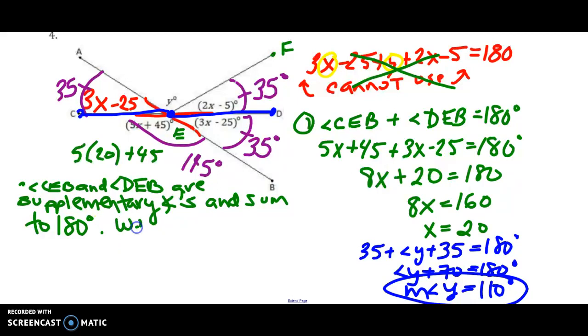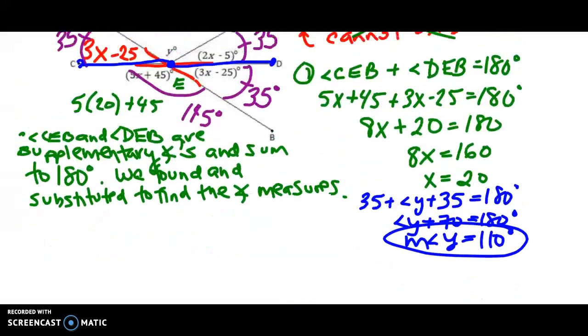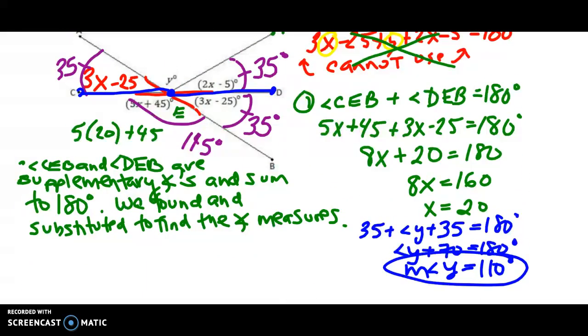We found x and substituted in to find the angle measures. Okay, notice I didn't explain I added these together and subtracted and combined like terms. That's not necessary. That is not geometry vocabulary. Alright, so that gave me those other angles there.